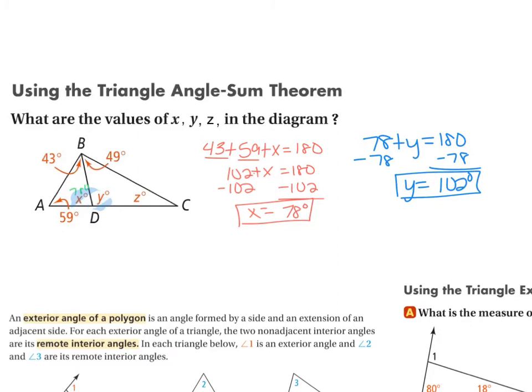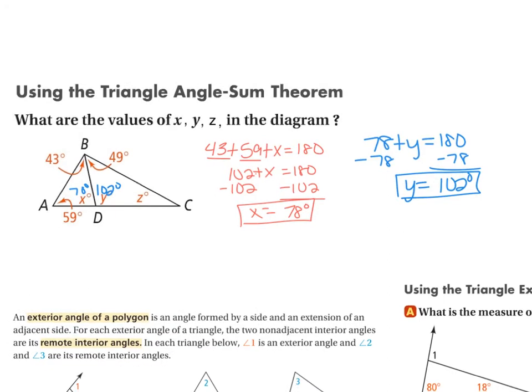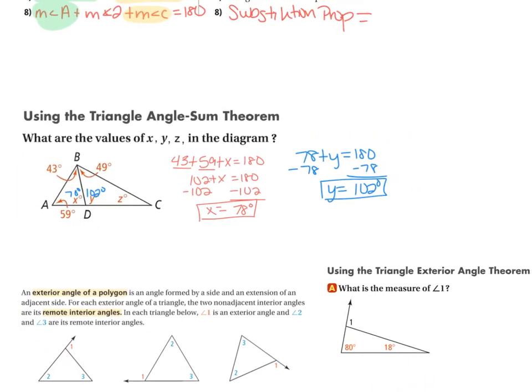Okay, now that we have what y equals, we said x was 78 and this is 102. Can we figure out z? Yeah, we have two of the three angles, so we can make them equal to 180. So this will be 49 plus 102 plus z equals 180.